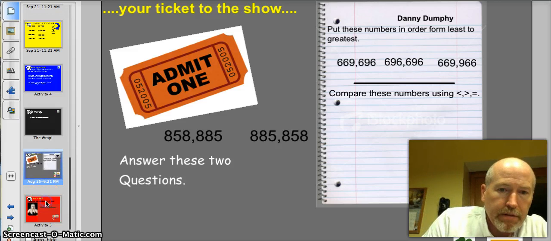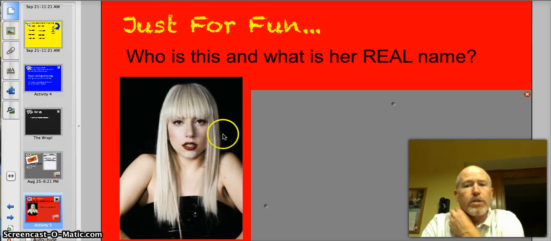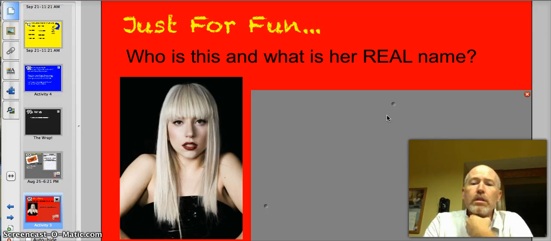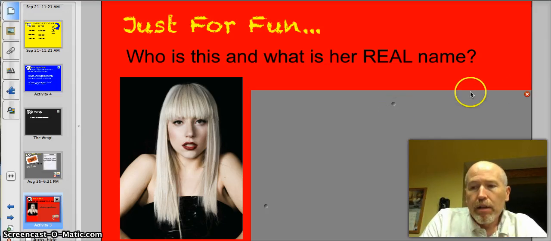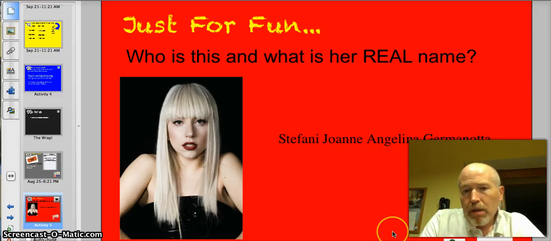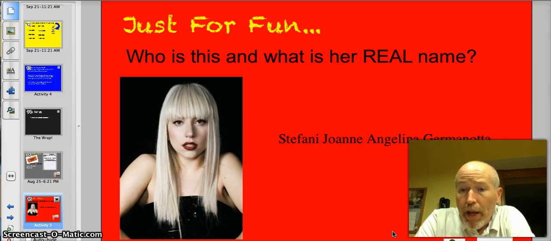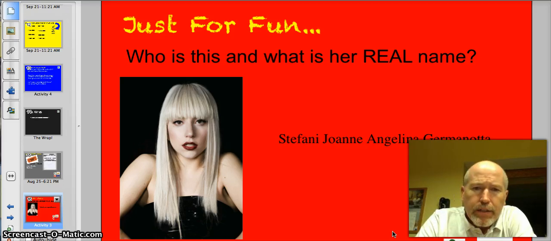All right. Just for fun, who is this and what is her real name? Well, you all know her as Lady Gaga, but her real name is Stefani Joanne Angelina Germanotta. Lady Gaga. All right, well, I learned something today too. My kids kept saying, it's Stefani, it's Stefani. And I'm like, you're thinking of Gwen Stefani, but this is Stefani.